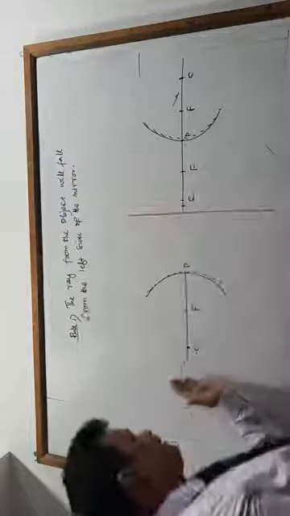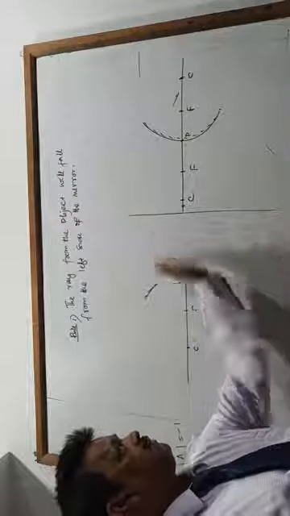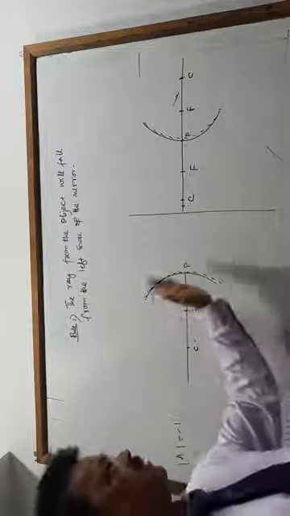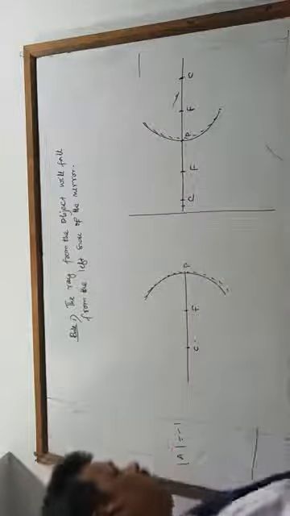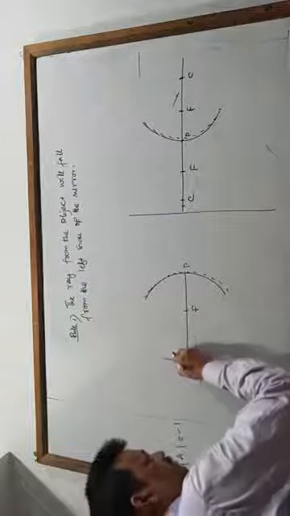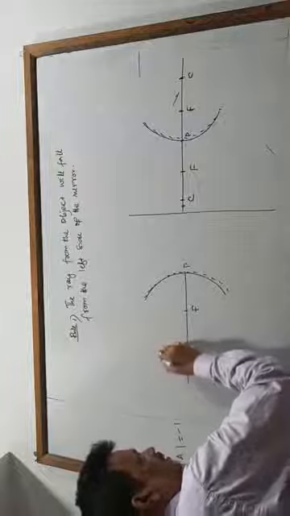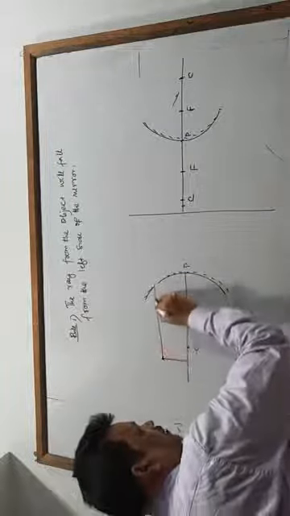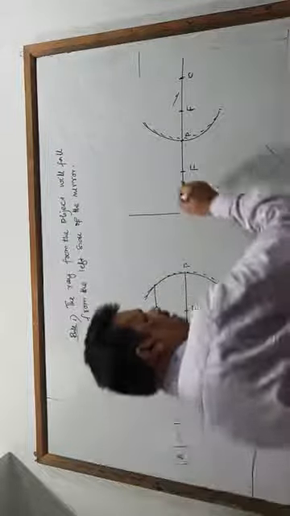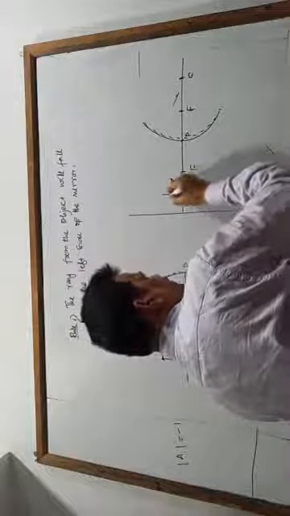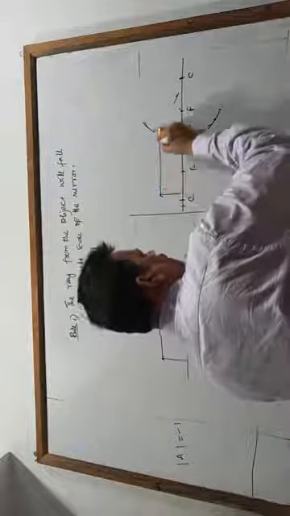Means the ray has to come from this side, not from this side. The ray will come from this side. That means you have to place your object here. The ray has to go from the left side. If I place it here, anywhere I can place, the ray has to go from the left side.